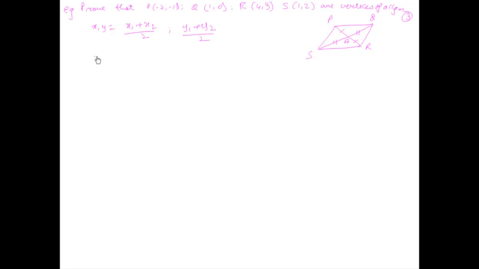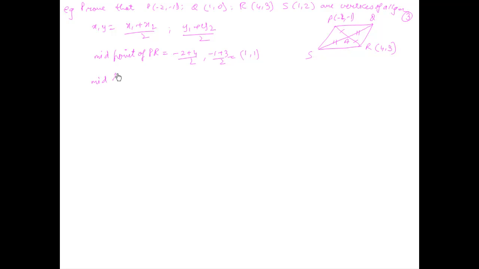So we'll find the midpoint of PR, children. The coordinates being P (-2, -1) and R (4, 3), it would come out to be (-2 plus 4) upon 2, (-1 plus 3) upon 2. That's 2 upon 2, which is 1. That's again 2 upon 2, which is 1. That's the coordinates of the midpoint of PR.